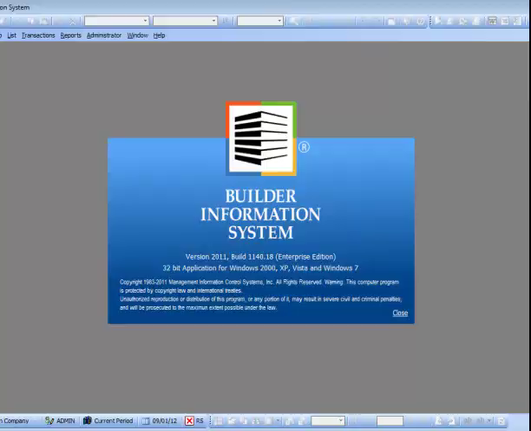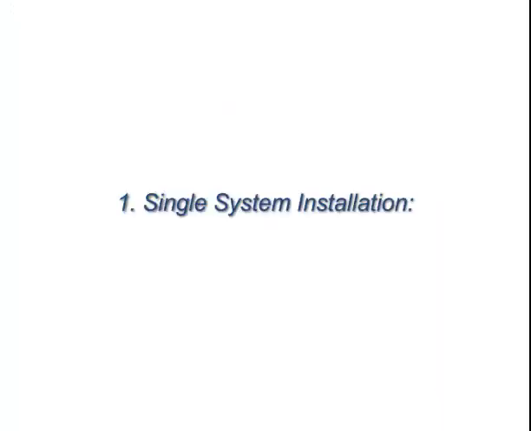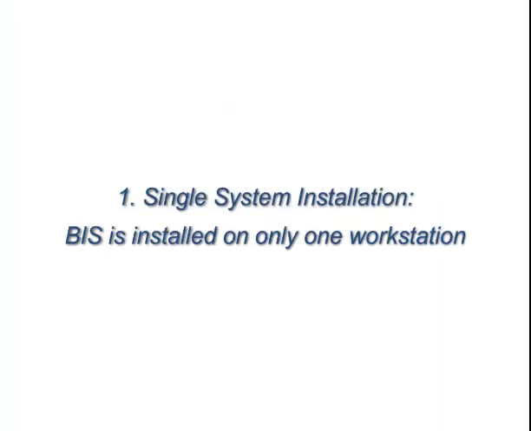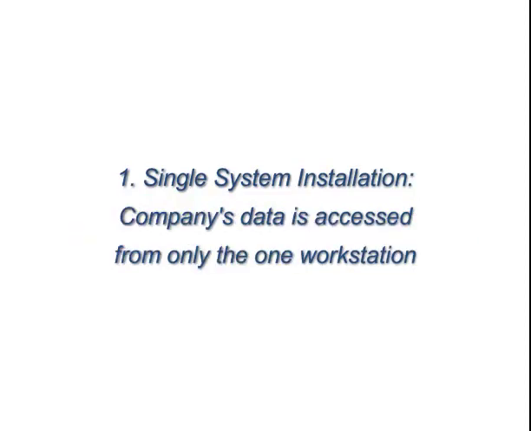The first is a single system installation. BIS is only installed on one workstation, and the company's data is only accessed from that one workstation. Note that this can be changed at any time to allow the data to be shared and accessed from other workstations in a network environment.